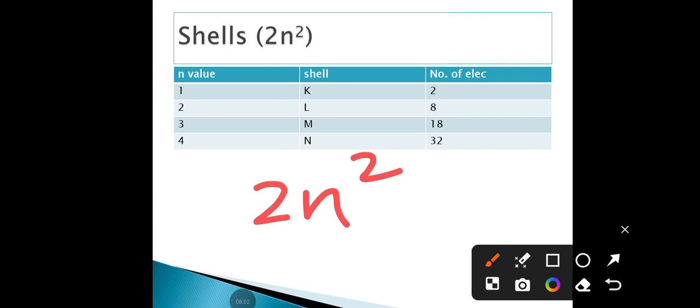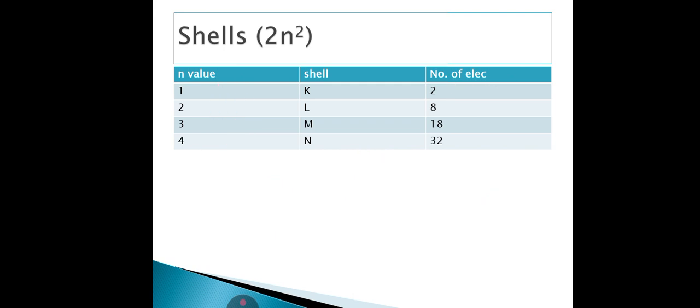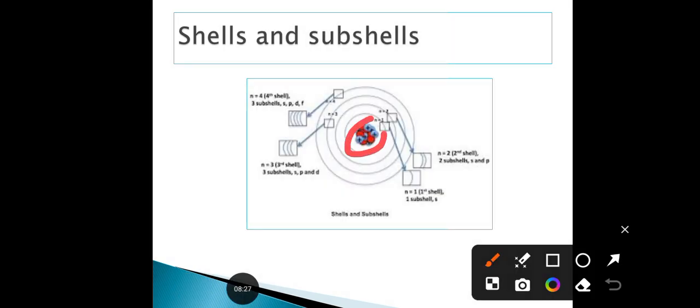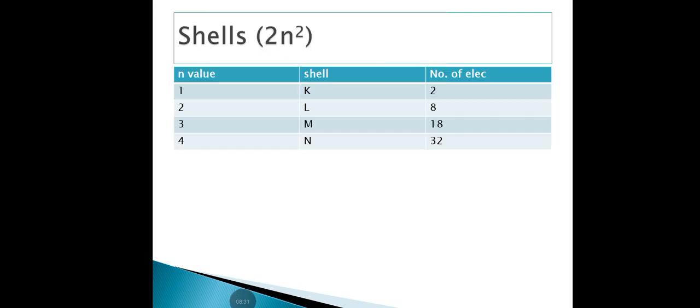So here, what is n? n is 1, n can be 2, n can be 3, n can be 4, and so on. Let's substitute the first one. n is 1. So what is 1 square? 1. 2 ones are 2. So n equal to 1 means the number of electrons accommodated in the first shell, this one here, will be 2 electrons.